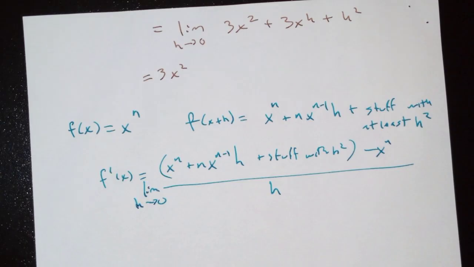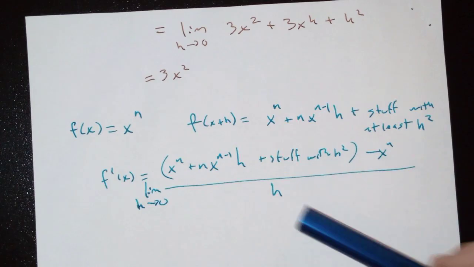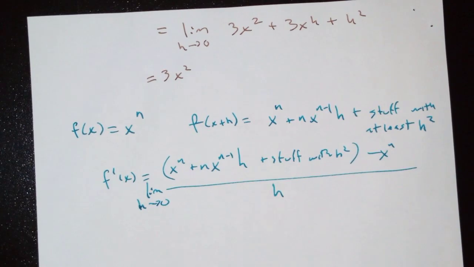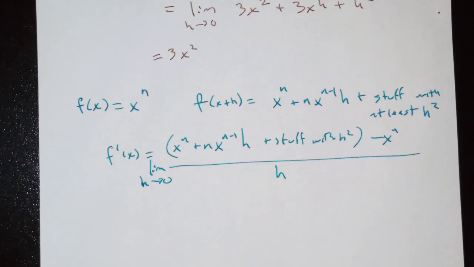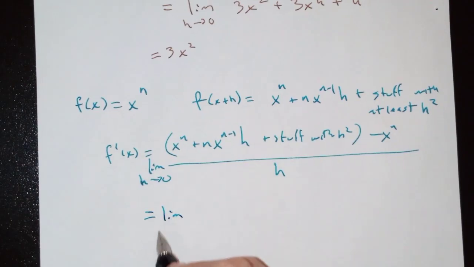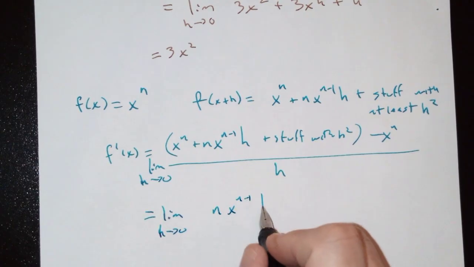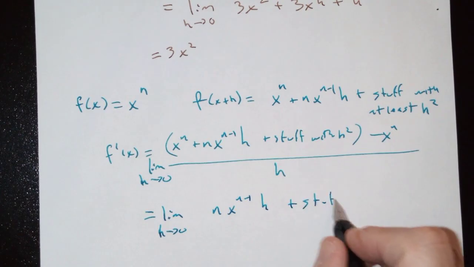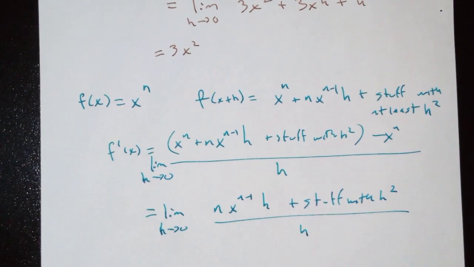Almost forgot to write my limit in there. The limit of f of x plus h minus f of x, over h. The first thing that's going to cancel: the x to the n's themselves. Great. So that means I get n x to the n minus 1 h plus stuff with h squared. But that's all divided by h, right?